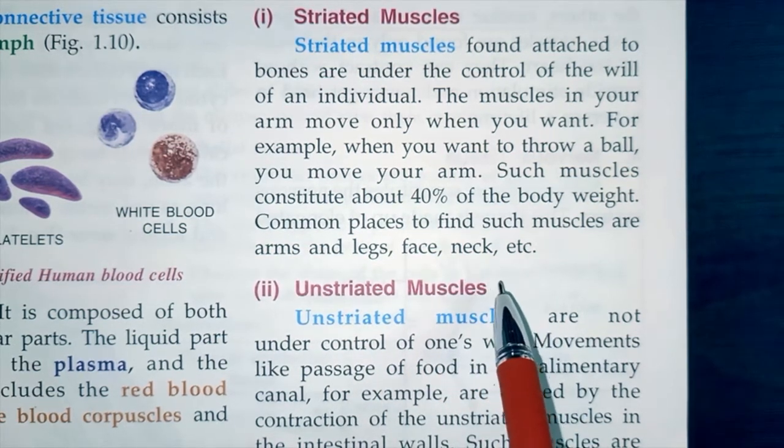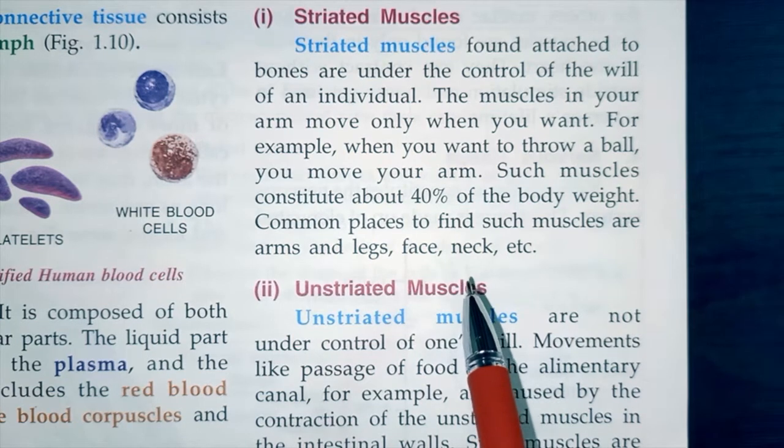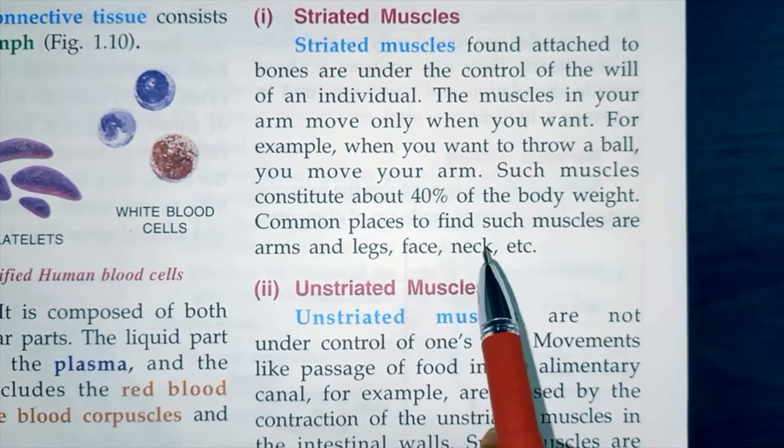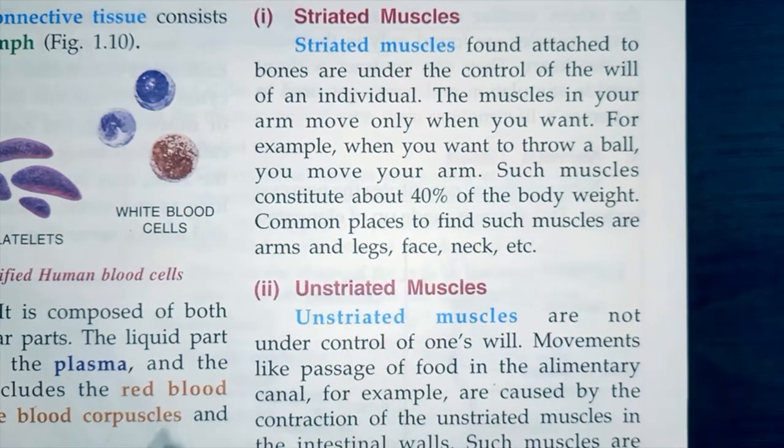We can move our neck also in any direction. Like we can look left, we can look right, so we can move. So they are present in neck, face, legs and arms.